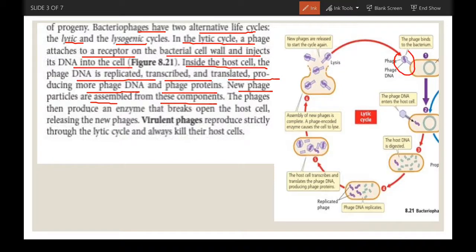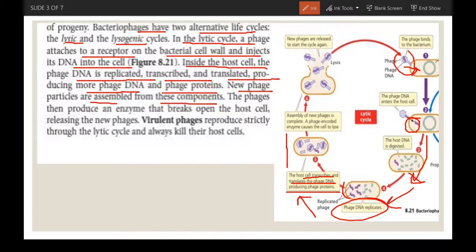So the phage DNA came, its DNA entered, and then the host DNA, the bacterial DNA, is digested. The phage DNA replicated, these purple colored things, and then this host cell started to transcribe and translate phage DNA, producing phage proteins. Then those proteins and the DNAs were assembled, and then lysis occurred and the bacterial cell was killed, right. The phage produces an enzyme that breaks open the host cell, releasing new phages.